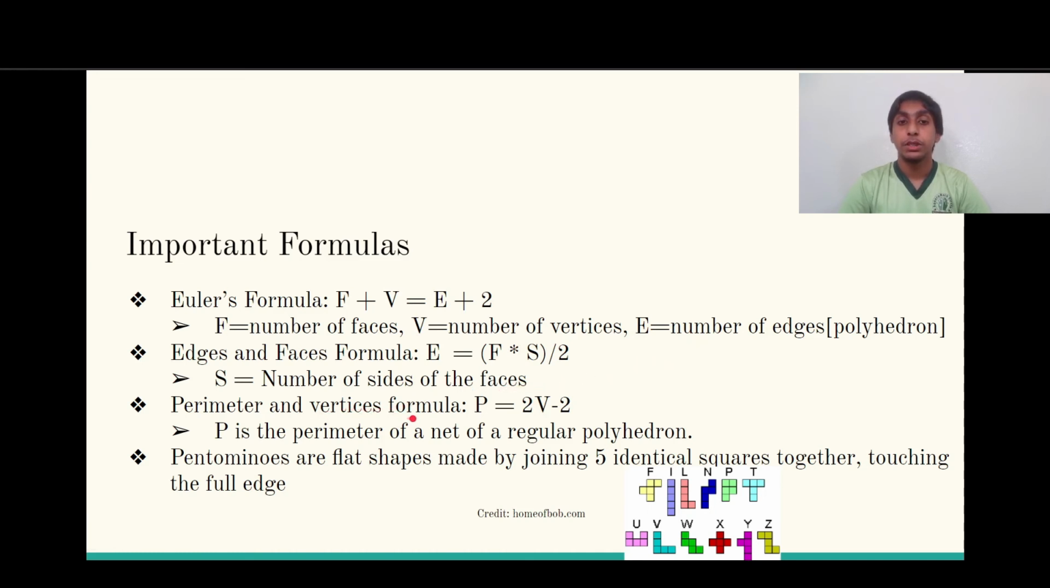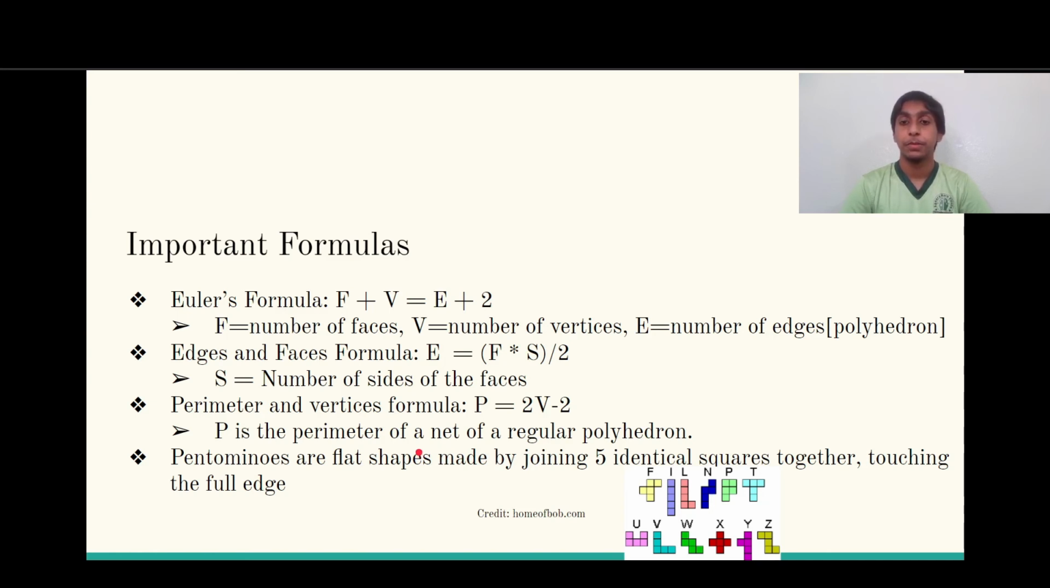Now, the perimeter and vertices formula is: perimeter is equal to 2 times the number of vertices minus 2. And P is the perimeter of the net of a regular polyhedron. Now, pentominoes are something interesting. They are flat shapes made by joining 5 identical squares together, touching along the full edge. These are different pentominoes you can see down here. Basically, they're made of these 5 squares that touch each other, and when you fold them up, they create new shapes. Okay, so again, these were 3 important formulas, but they are pretty simple as long as you just plug in correctly. It's not a lot of math to do, it's just plugging in the numbers correctly once you're given them.